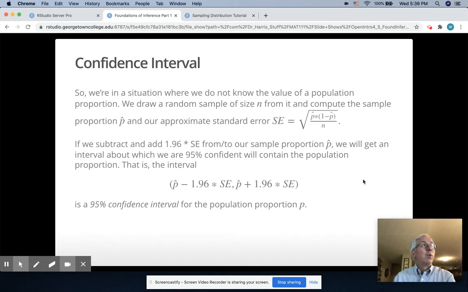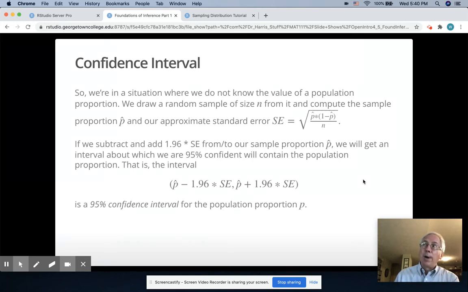So what we're able to do then is, if we know that 95% of the time p is going to be within 1.96 standard errors of p hat, I can subtract 1.96 standard errors from p hat, and I can add 1.96 standard errors to p hat. And what I'll get is an interval, a range of values that 95% of the time we expect p to live in.